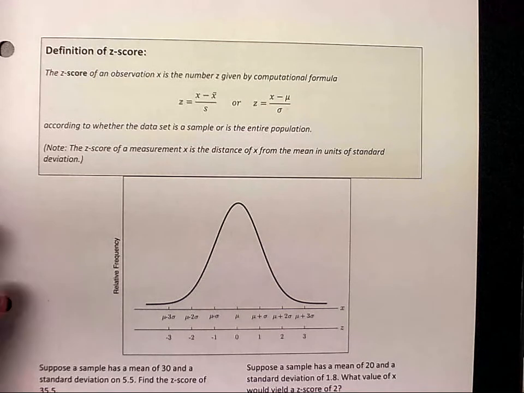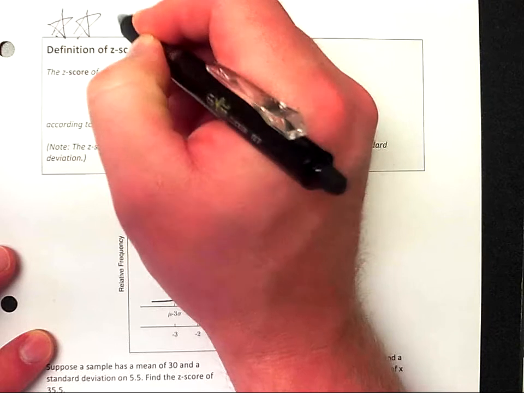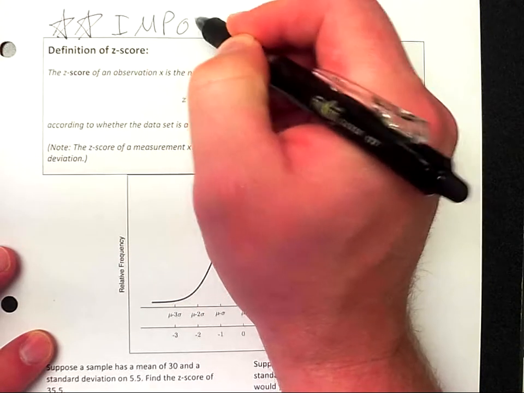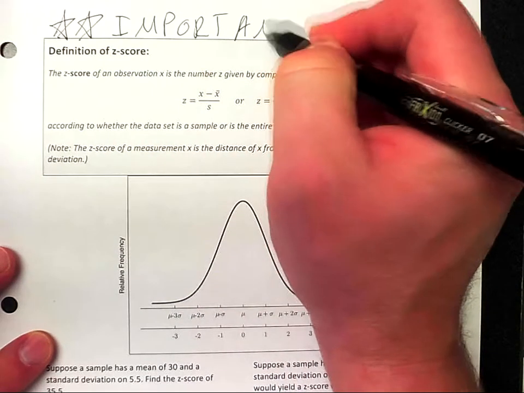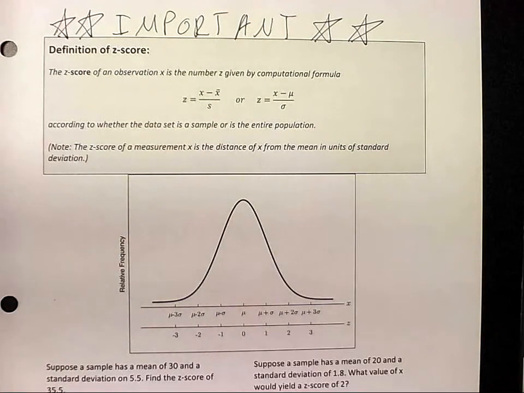All right. I cannot stress how important z-values are. Z-values or z-scores, those two terms are synonymous, are extremely, extremely important. Not just for this class, but really in all of statistics. Z-values or z-scores are used so much.